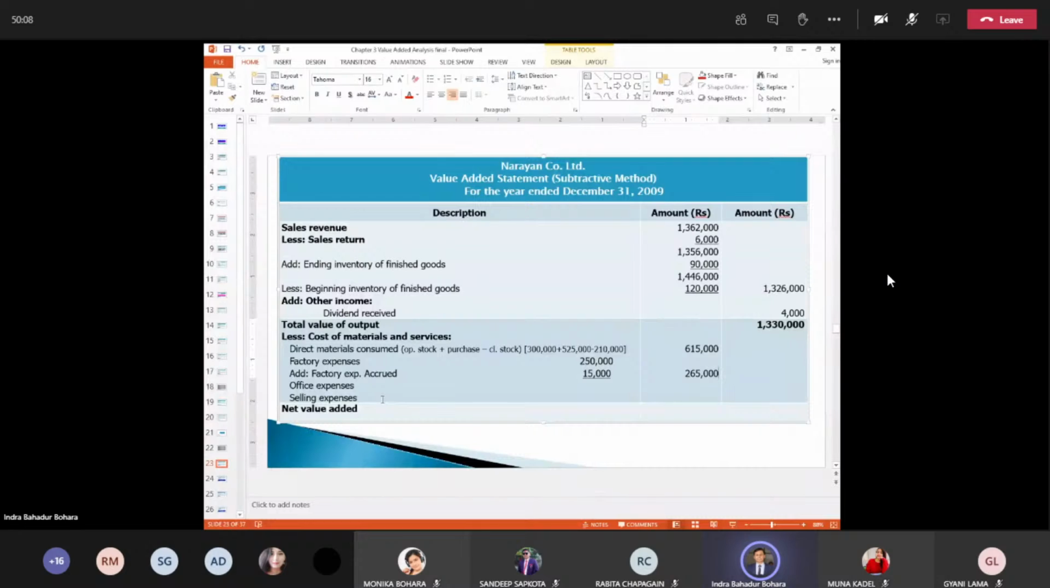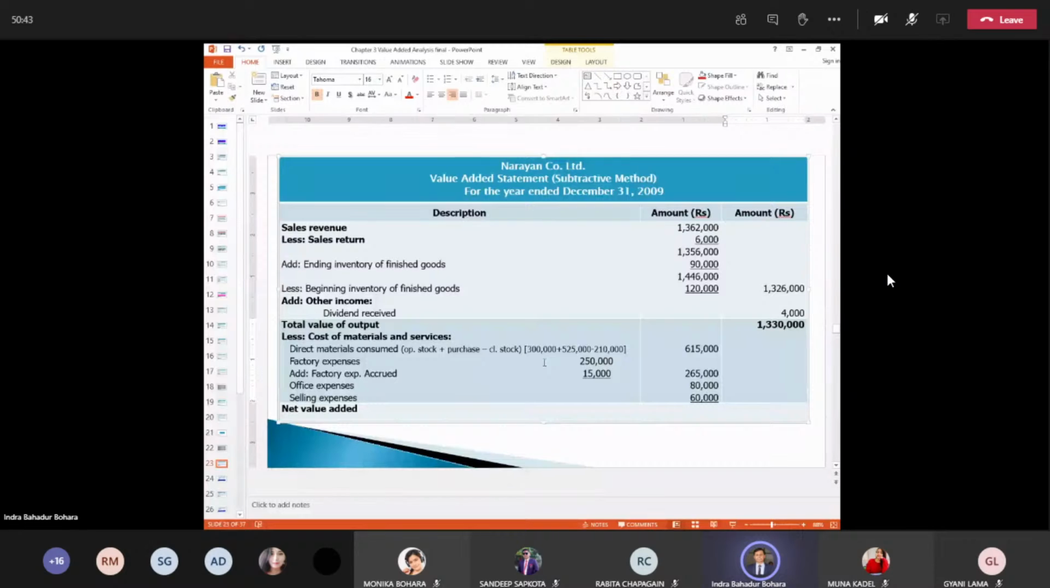And similarly, office expenses are 80,000, and selling expense is 60,000. So you add them, and other expenses are not given. So you find out the total value of material and services, or cost of material and services incurred.